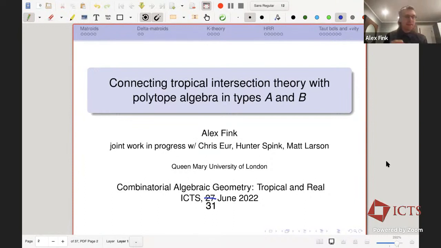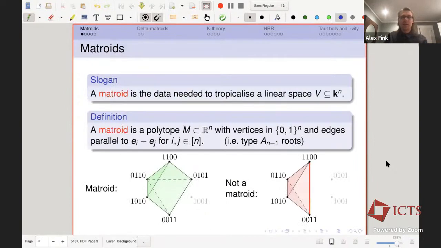And so this is a talk on joint work in progress with, I see I got not only the date wrong, but the alphabetical order of my co-authors wrong as well. Chris Ure, Matt Larson, and Hunter Spink, which we hope will be on the archive this summer. This will not be the title. The title will have Delta-matroids in it. So this is a story whose combinatorics is about matroids and delta-matroids. So I will start with the matroid side of it.